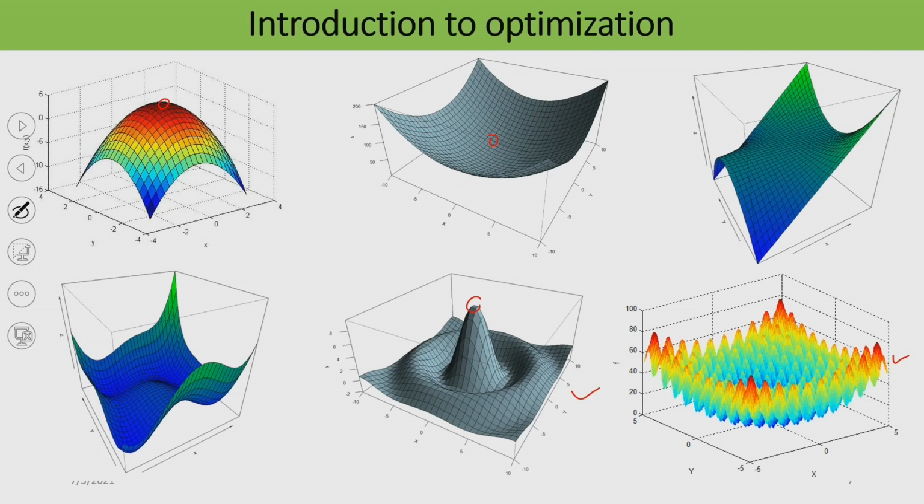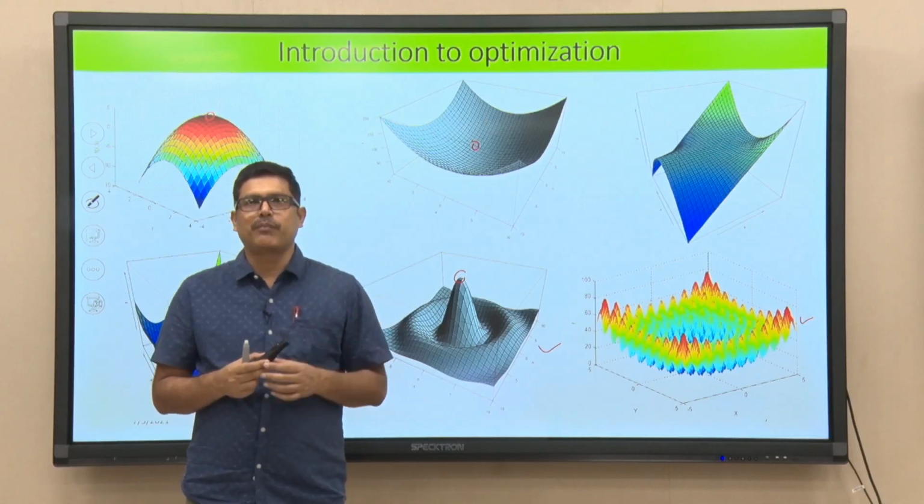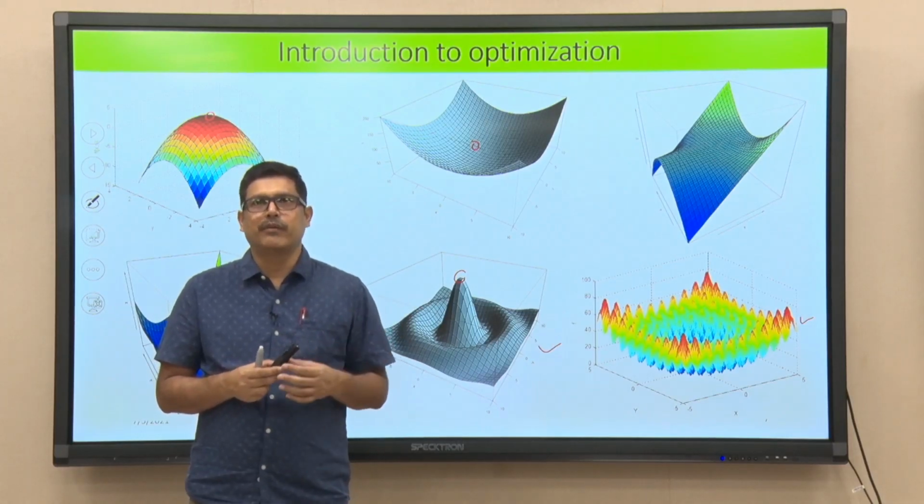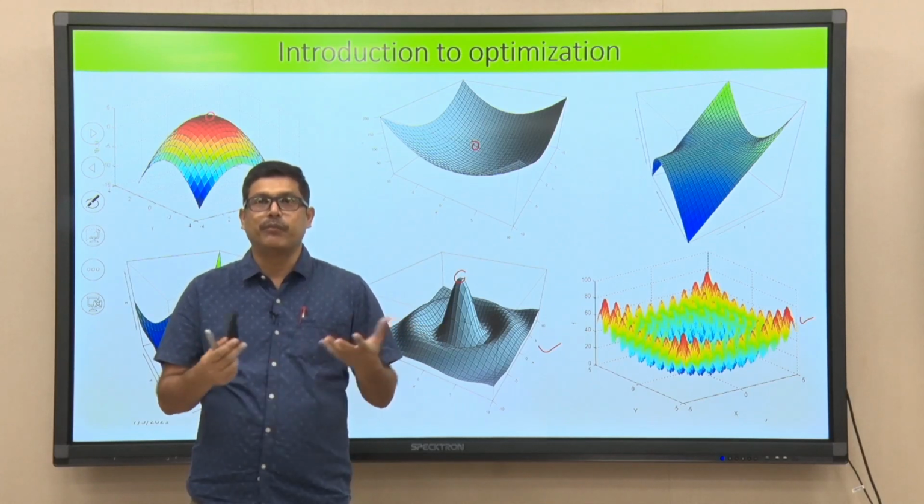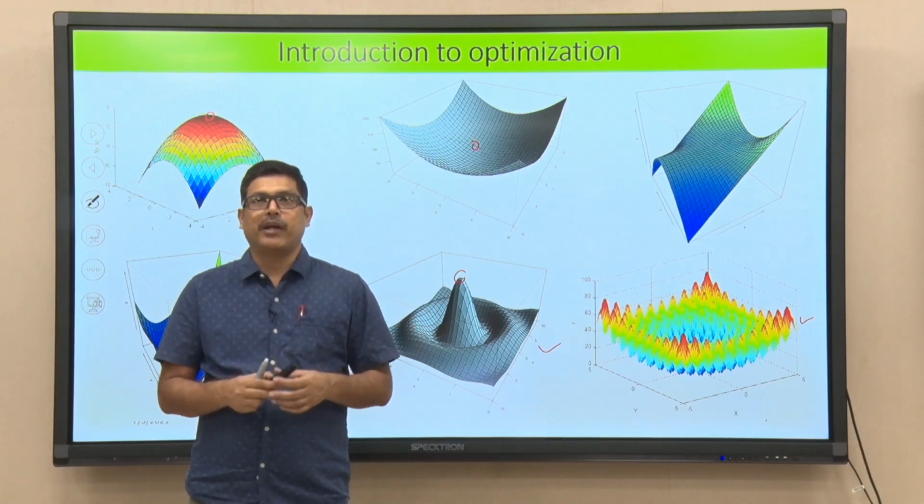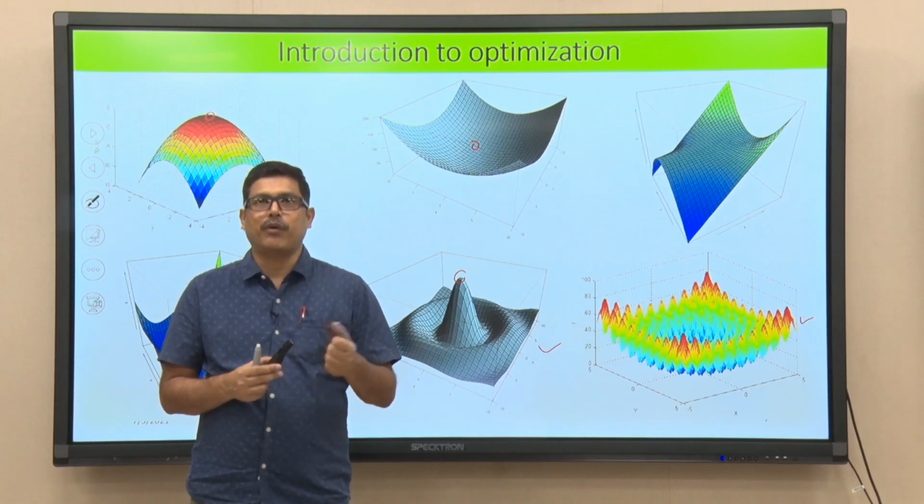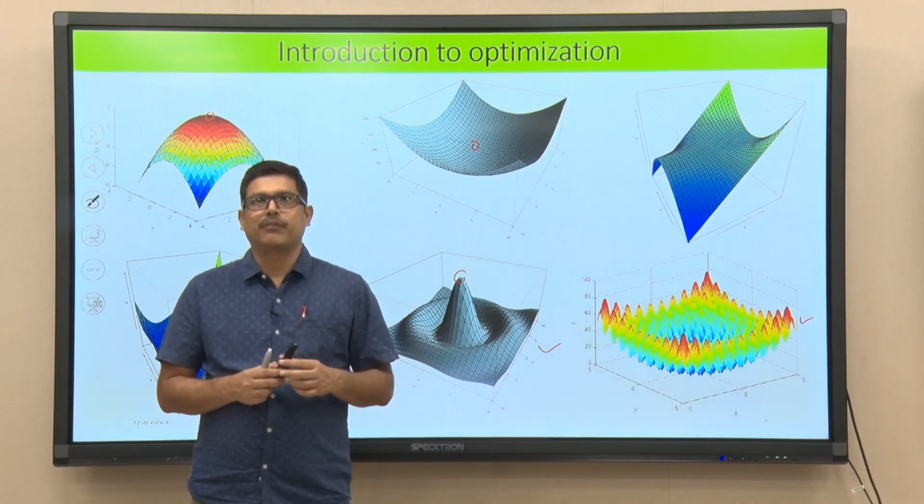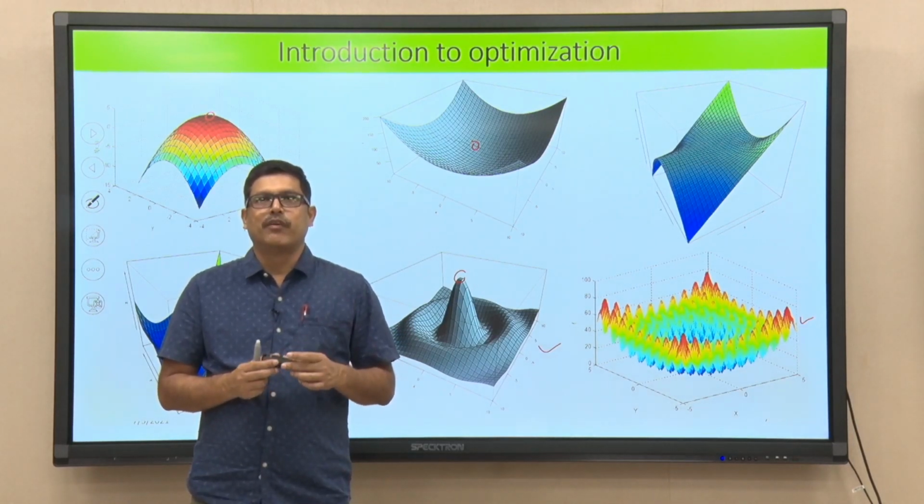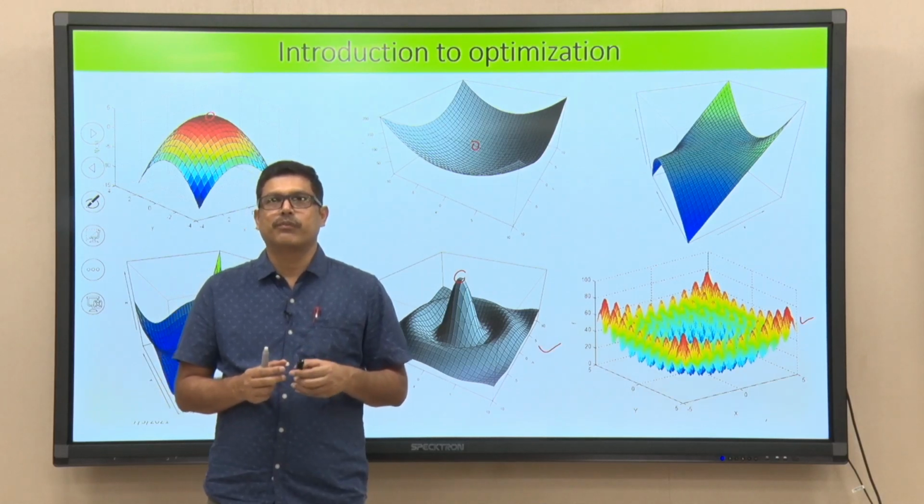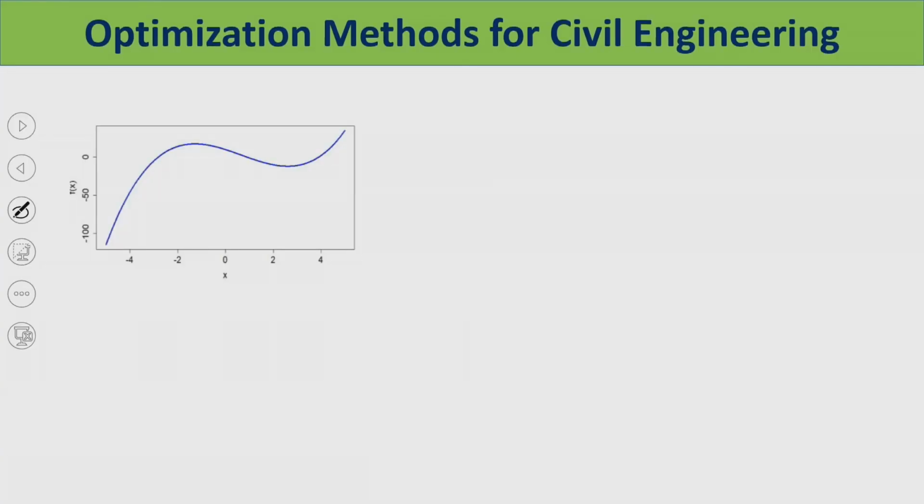I have shown here up to 2 variables, but your problem may have more than 2 variables. You may have 100 variables, 1000 variables, or 1,000,000 variables in your problem. You can apply optimization methods for finding the solution of those problems. Let us see some example problems, and how I will find the optimal solution of this particular problem.